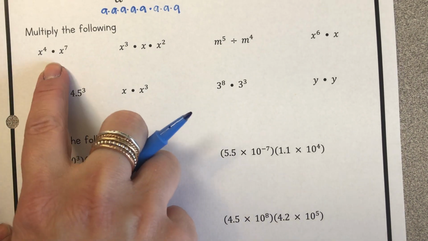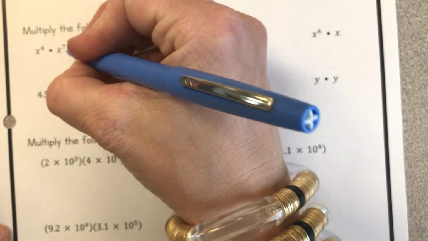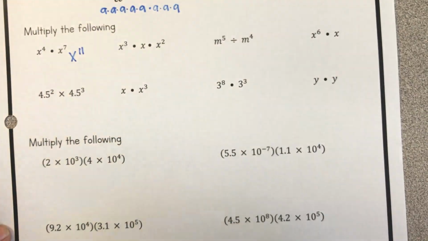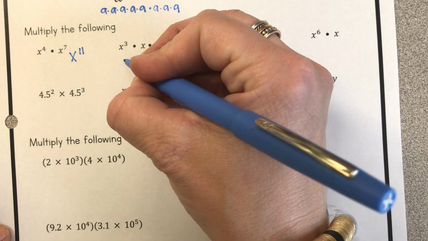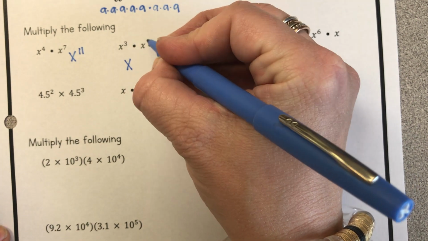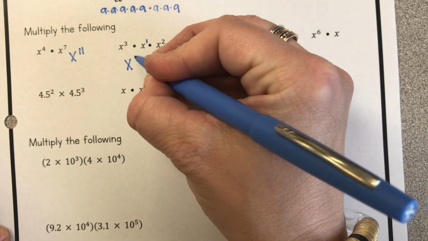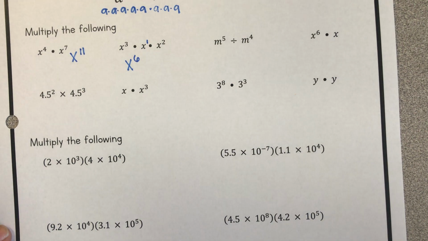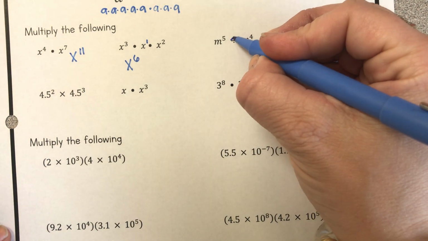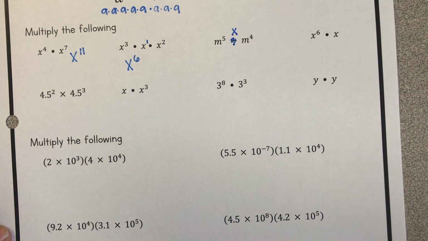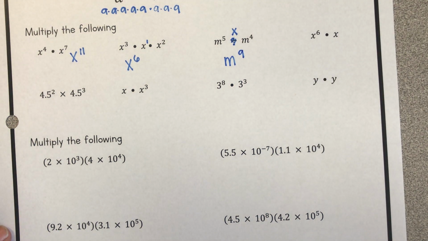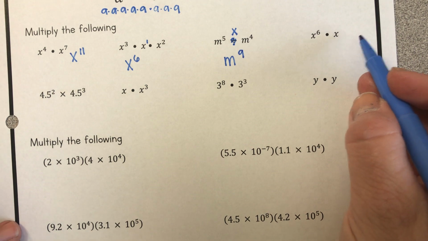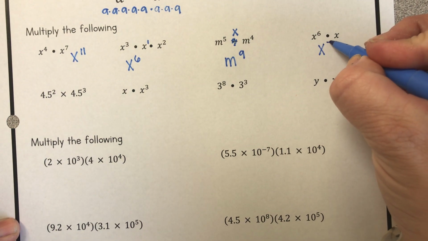So, for example, x to the 4th times x to the 7th would be x to the 11th power. X to the 3rd times x squared, x to the 3 plus 1 plus 2, x to the 6th power. Okay, let's change this to a multiplication symbol. M to the 5th times m to the 4th, m to the 9th power. X to the 6th times x would be x to the 7th.